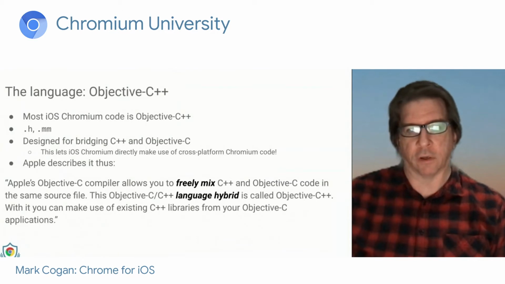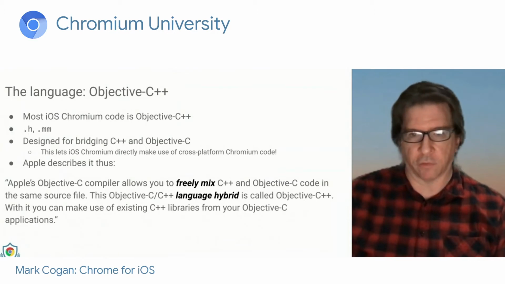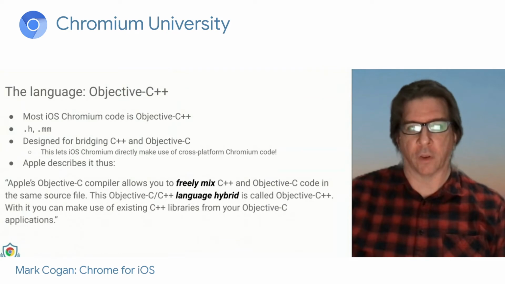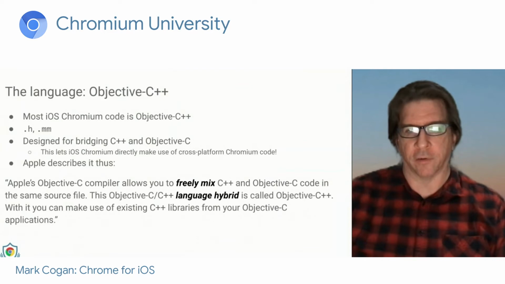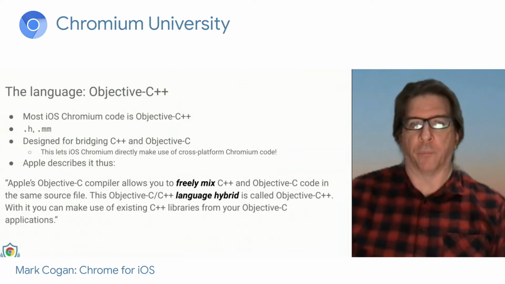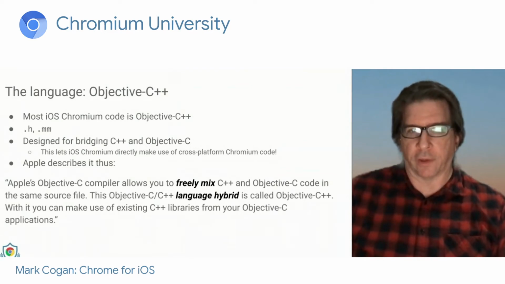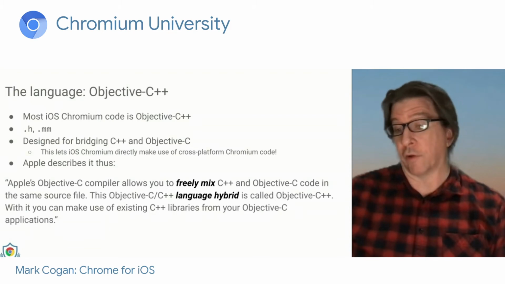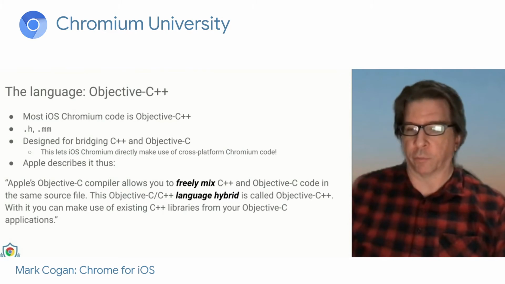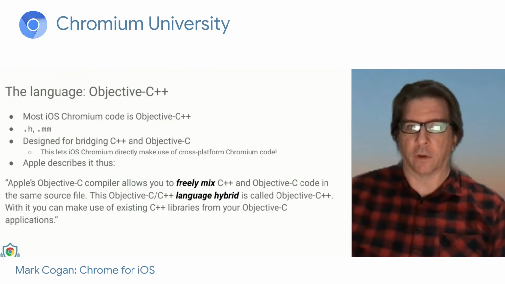You can have C++ classes that have Objective-C members. You can have Objective-C classes that have C++ IVARs. You can make calls from one language in the other. So it actually allows a fairly rich hybrid of the two. This language was designed for exactly this purpose of bridging C++ stuff into Objective-C, which is really great for us because we can directly use and compile cross-platform C++ Chromium code very easily.